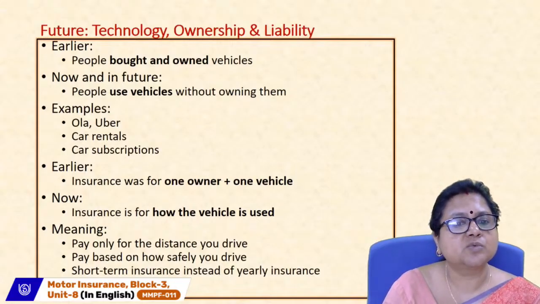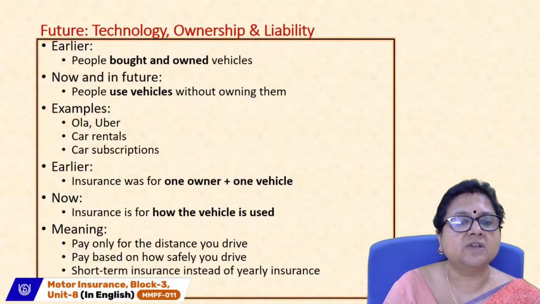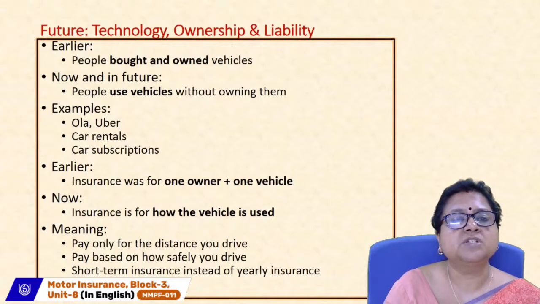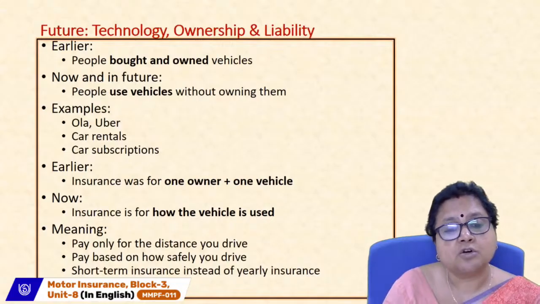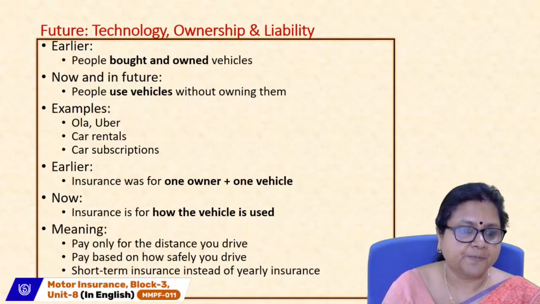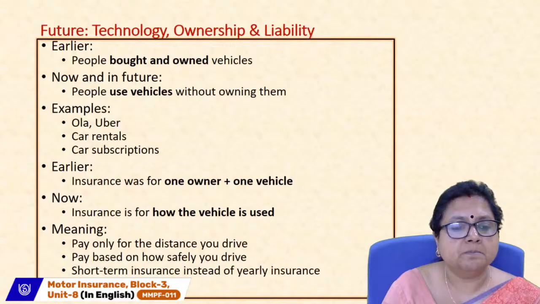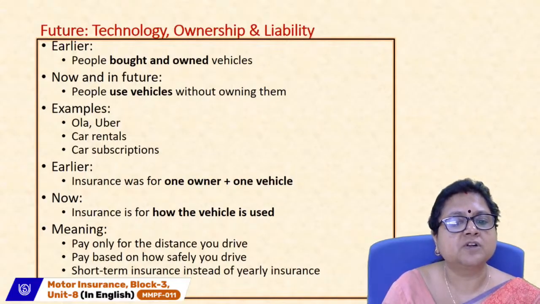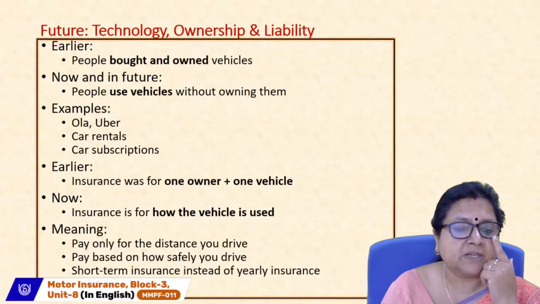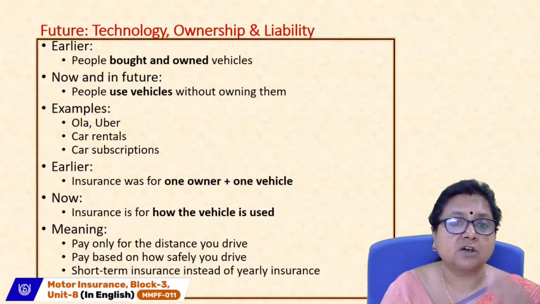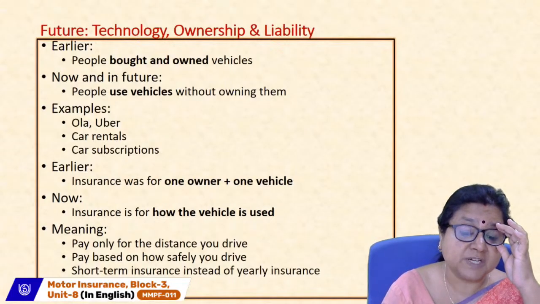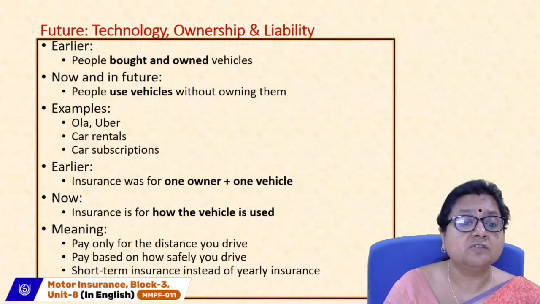So earlier the insurance was for one owner and one vehicle, but now the insurance is based on how the vehicle is used, as I was discussing, whether the vehicle is for commercial purpose or only for personal use. The main essence is that you pay only for the distance you drive. You pay based on how safely you drive your vehicle as per the usage pattern. And short-term insurance is there instead of yearly insurance, based on how much distance you drive your vehicle.